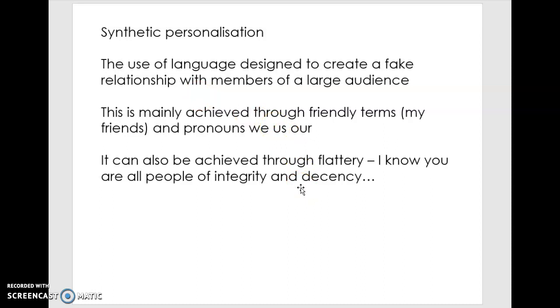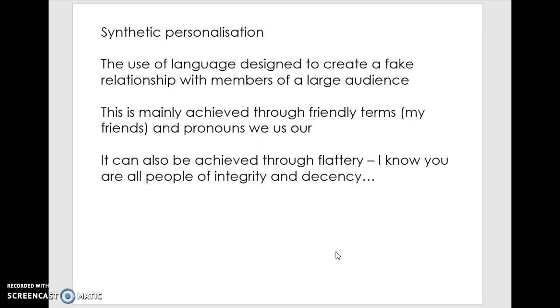We can show respect and deference to them. I'm so impressed to meet you. I'm in awe of what you've achieved. So we can say those kind of slightly sycophantic, creepy things to people. We can use pronouns like we and us and our. We are a team. It's our duty. We can flatter them. I know you're all people of integrity and decency.